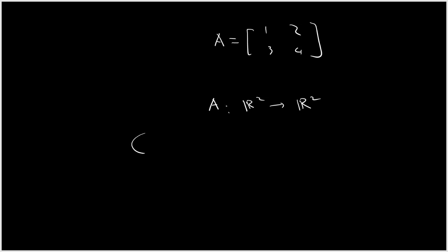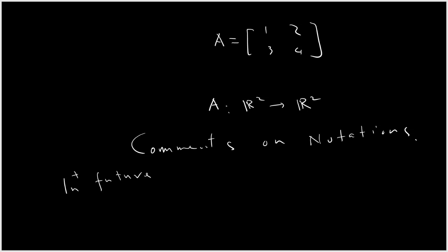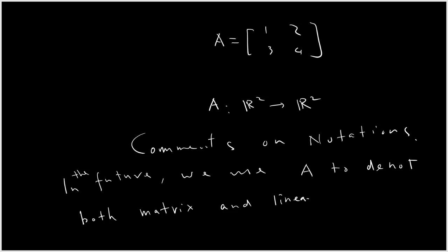Okay, I made some comments on notations. In the future, we'll use A to denote both the matrix and the linear map associated with the matrix.